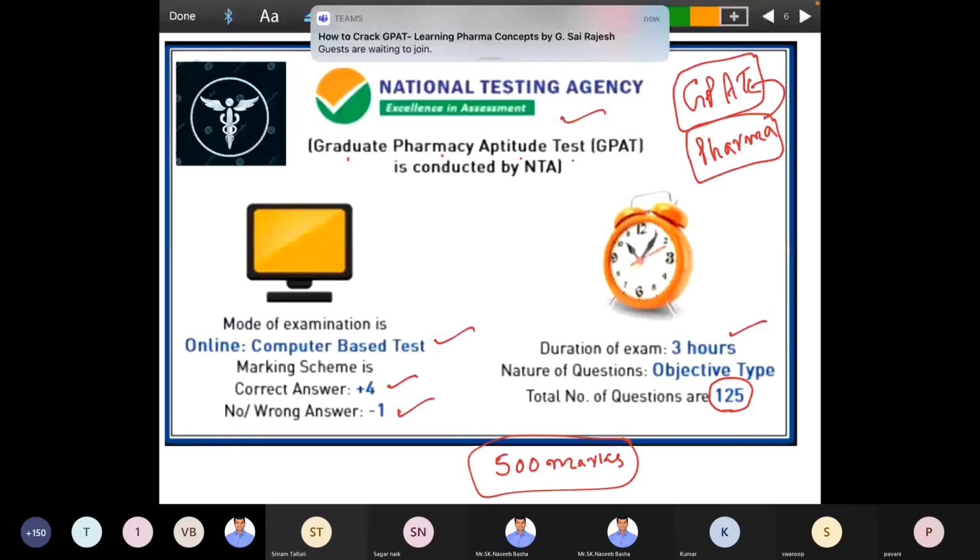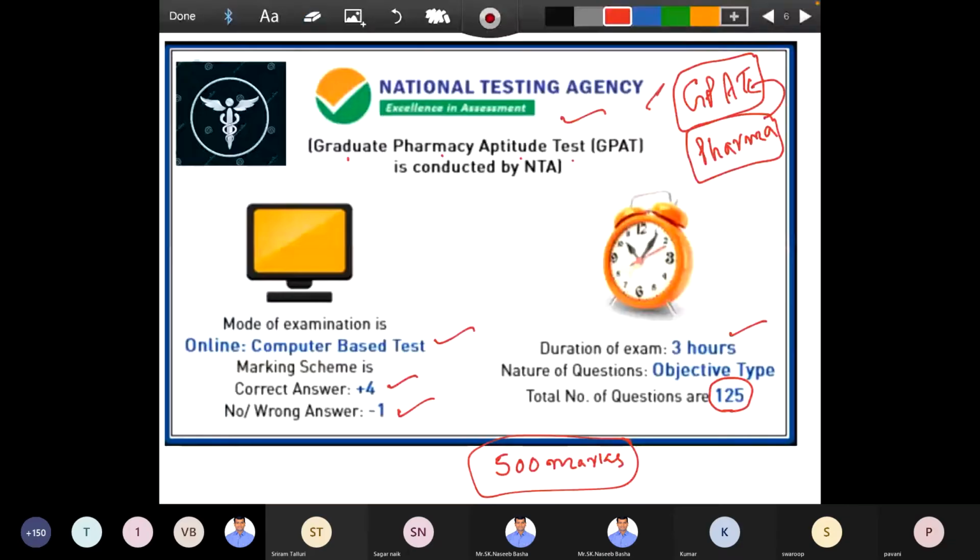Let's move further. So I was explaining about GPAT. You all know it is conducted by NTA, the National Testing Agency, and GPAT stands for Graduate Pharmacy Aptitude Test.